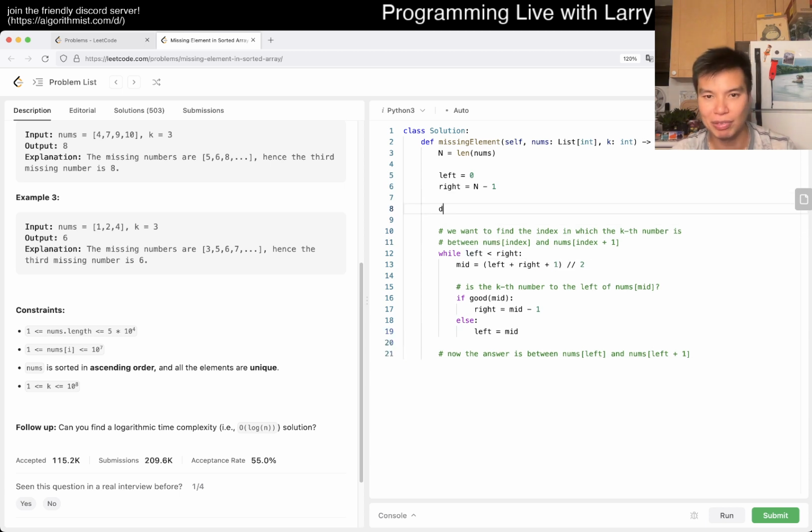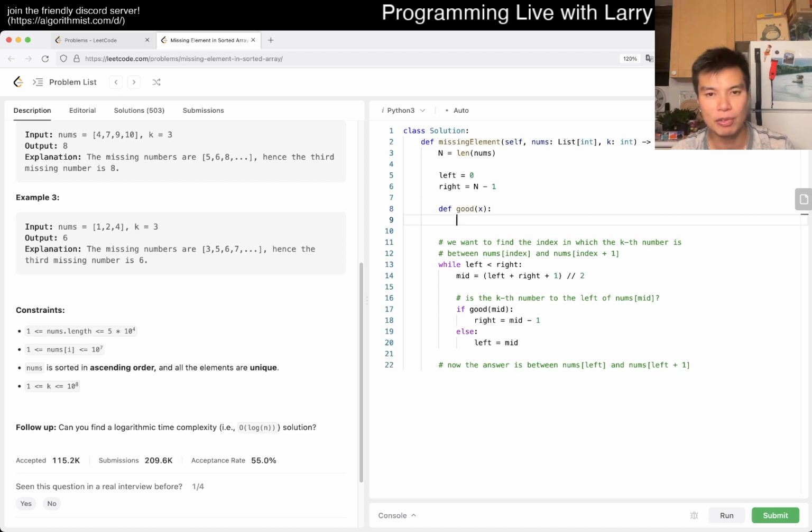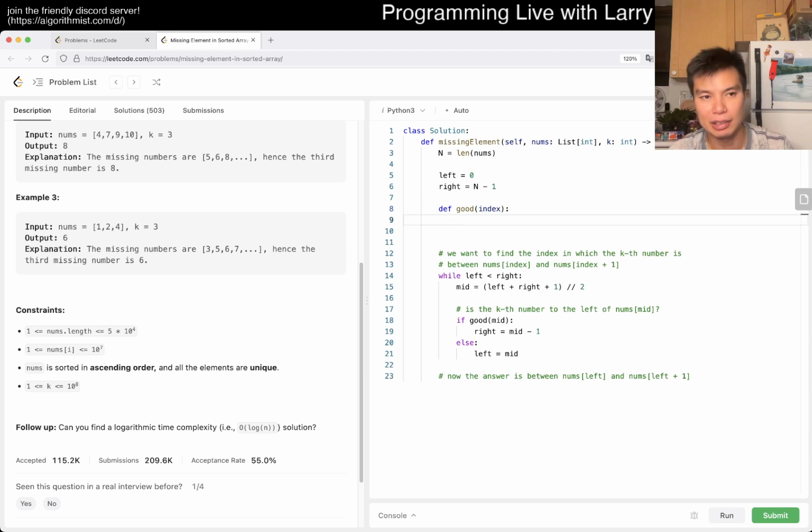Let's write the good function first. Maybe we're jumping around a little bit, but I think that makes it a little bit clearer. So let's say we have some index x, right? How many numbers? Is it log n? Maybe this isn't log n. Maybe I lied, because we want to do this in O of 1.